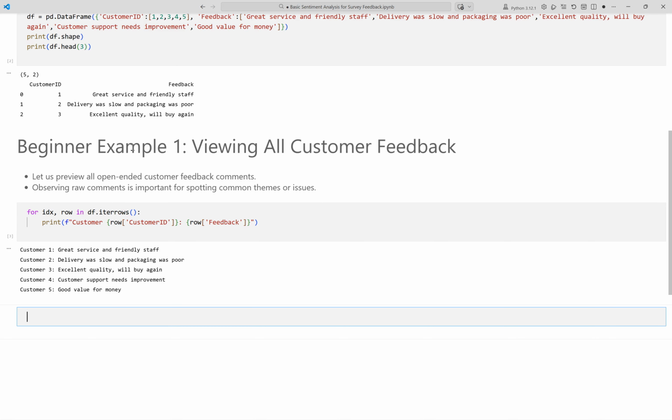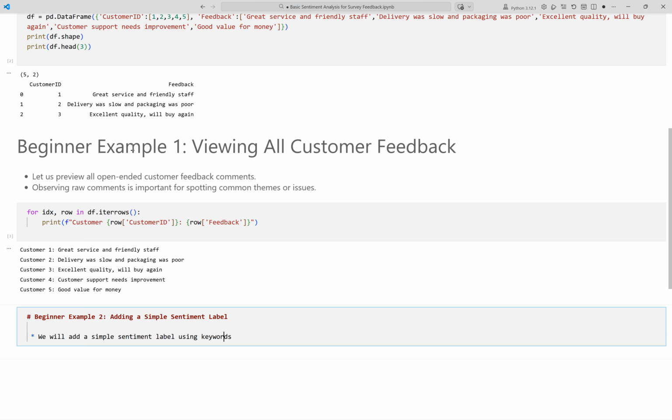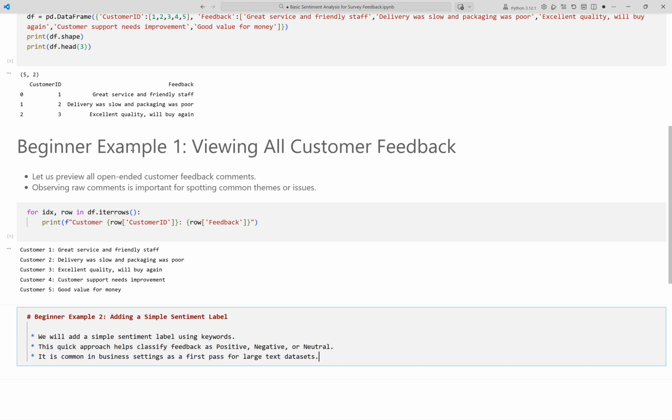Beginner example 2, adding a simple sentiment label. We will add a simple sentiment label using keywords. This quick approach helps classify feedback as positive, negative, or neutral. It is common in business settings as a first pass for large text datasets. Running the cell now.